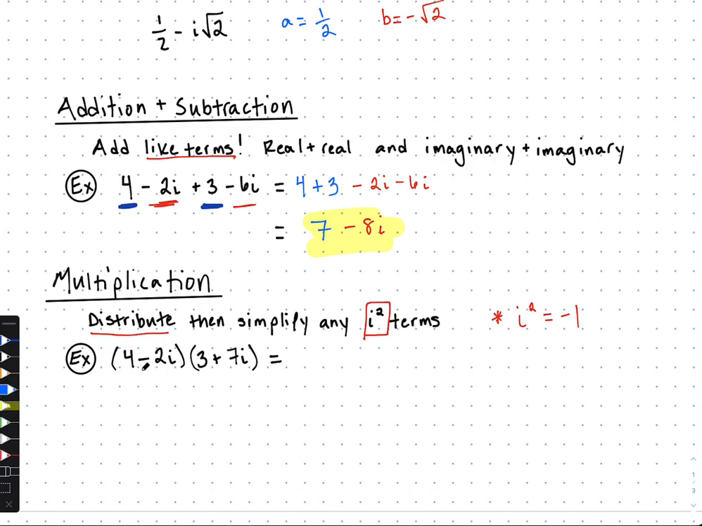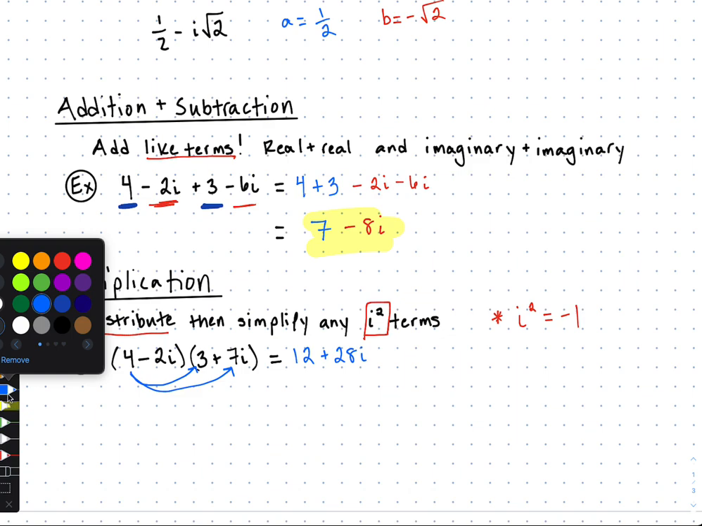So I'm going to do this one by just distributing normally, and then I'll do a second video with a couple more examples if you want them, where I'll use the box method. But I'm going to start by taking this 4 and distributing it to the 3 and to the 7I, and I get 4 times 3 is 12. And 4 times 7I is plus 28I.